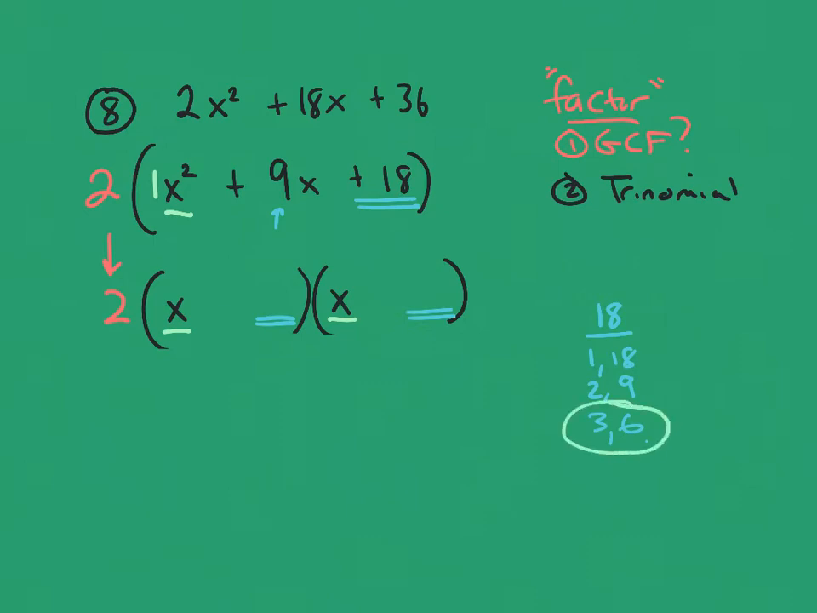Wanted to add to +9, so +3 and +6 multiplies to be +18 and also adds to 9. So +3 and +6.